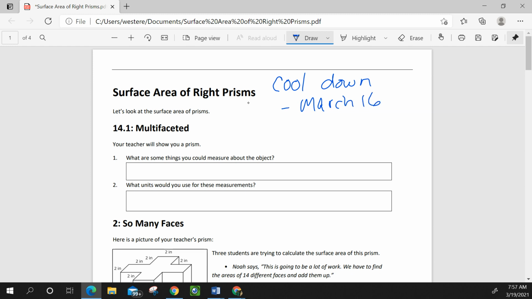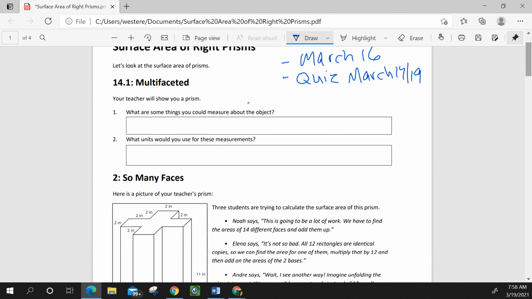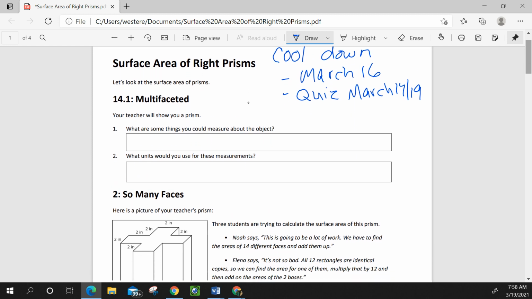After that, you will have the quiz March 17th, 19th. Okay, and that's over volume and volume of a right prism, adding and subtracting fractions. So that's work you've done in the past 2 weeks. So you're not being quizzed on this content, but content that you've already practiced.